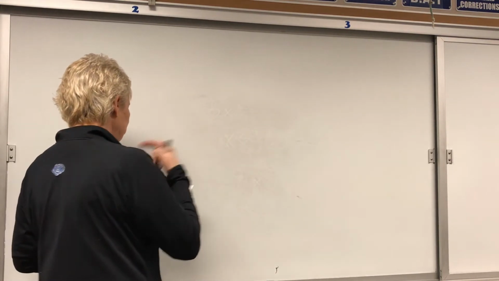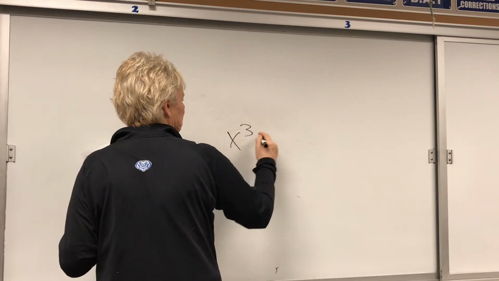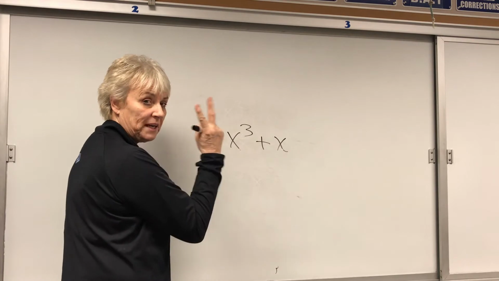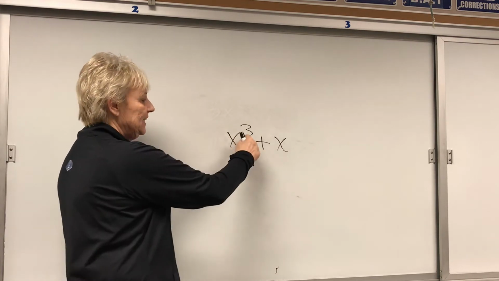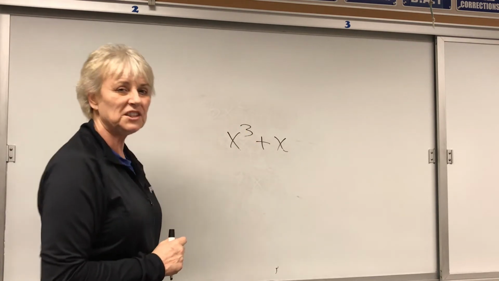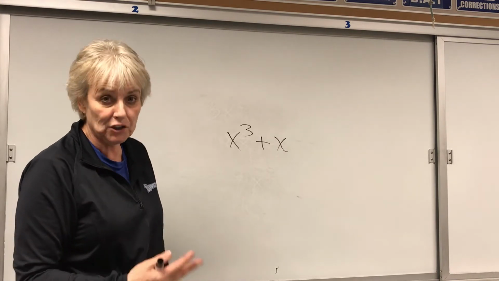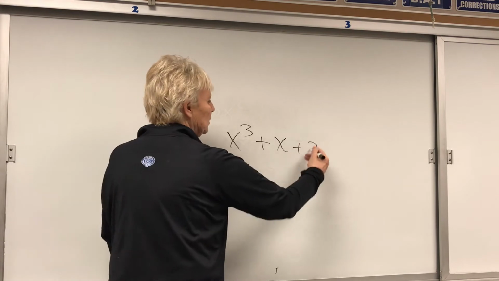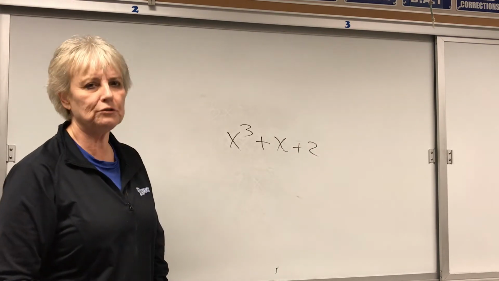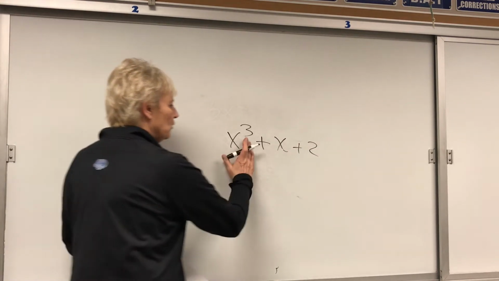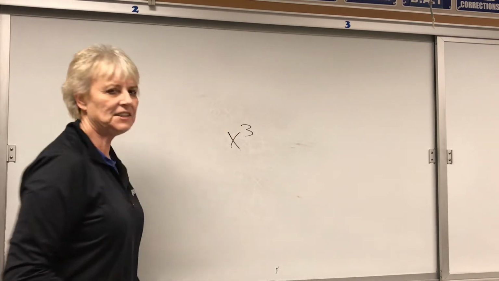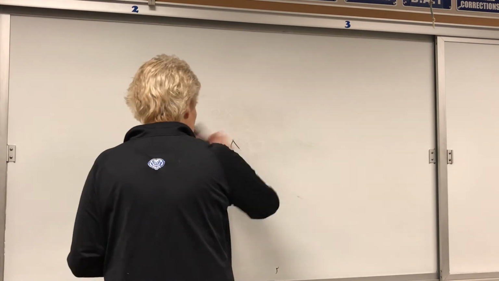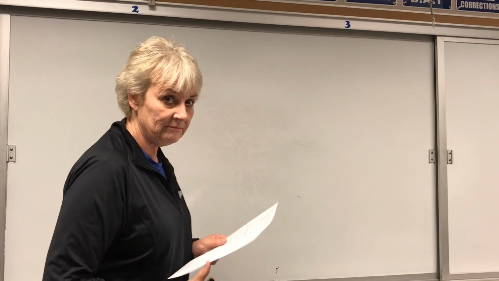All right, let's take x cubed plus x. That is a binomial because it has two terms, and it's to the third power, so it's cubic. To the third power is cubed, cubic binomial. If I add a term to it, it's a cubic trinomial. If I only had one, it's a cubic monomial. And that's pretty much all you need to know.